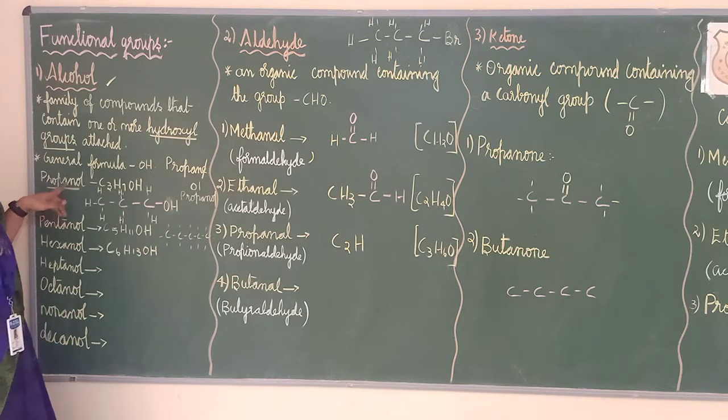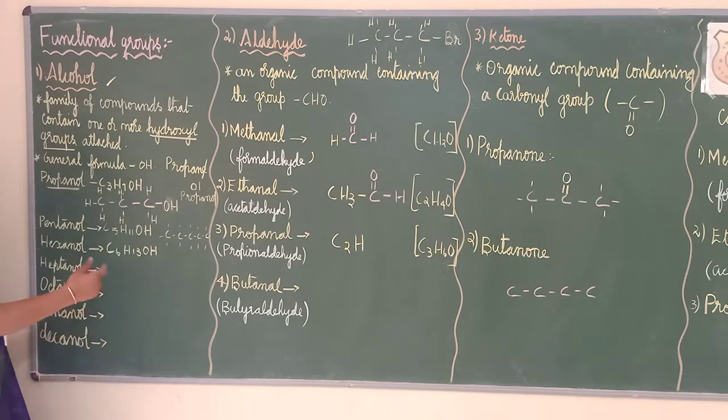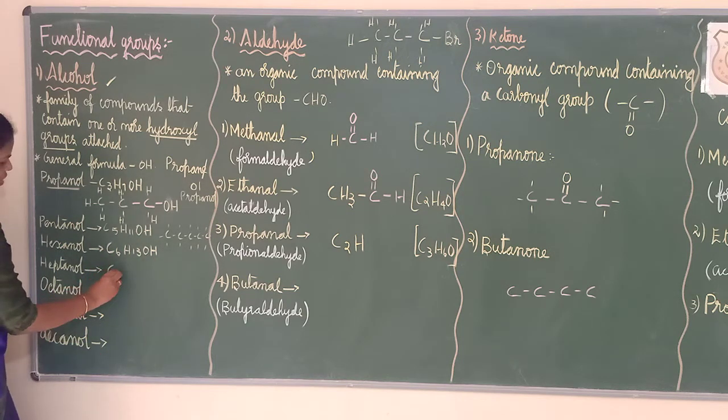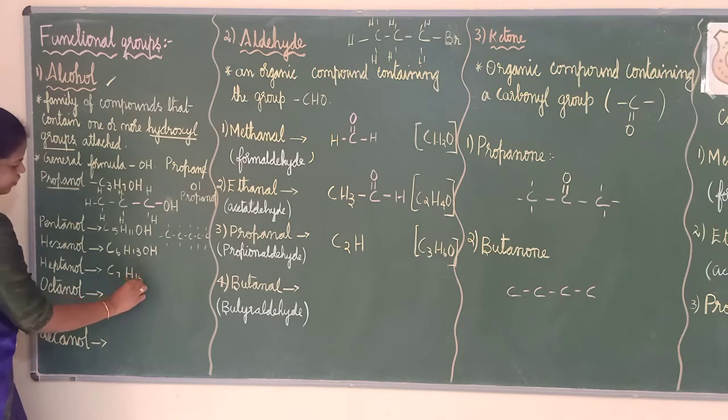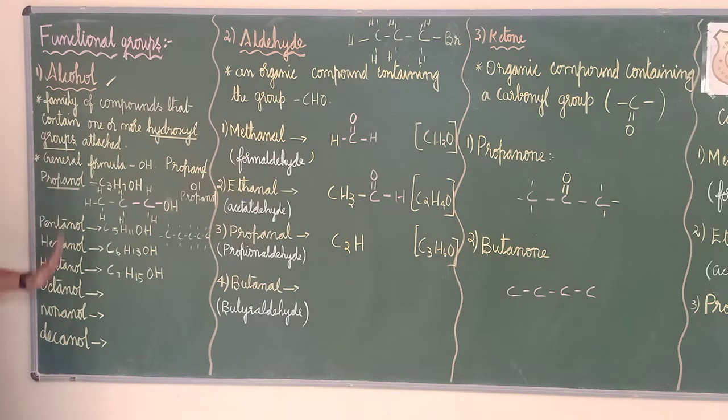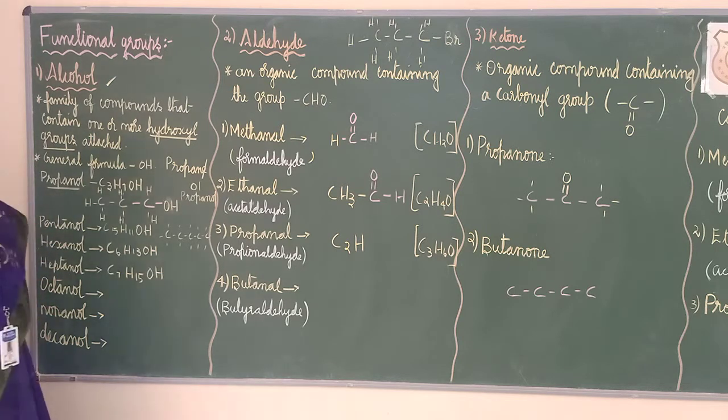See, the formula for propanol is C3H7OH. By writing like this, pentanol C5, hexanol C6. Formulas you see: C5H11OH, C6H13OH, C7H15OH. The same way you should write. Pentanol, hexanol, heptanol, octanol, nonanol and decanol. Okay, this is how we should write. If you are interested, you can, otherwise any 2 examples, if you study, is enough.